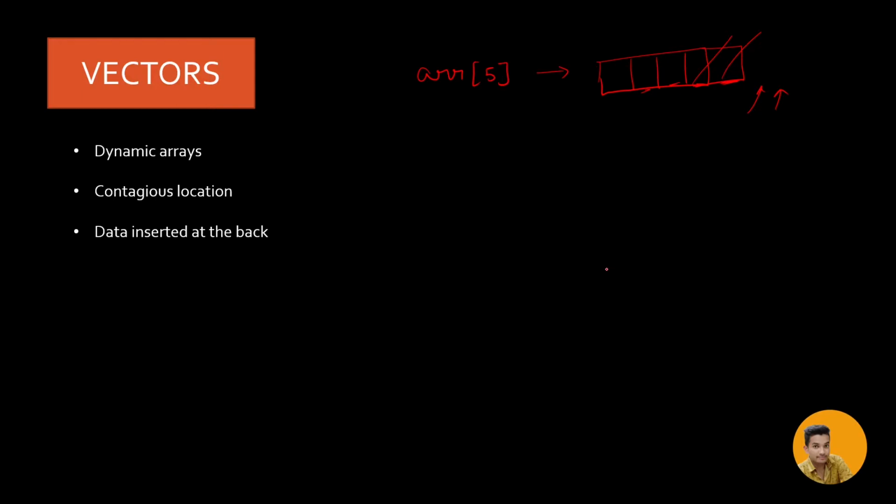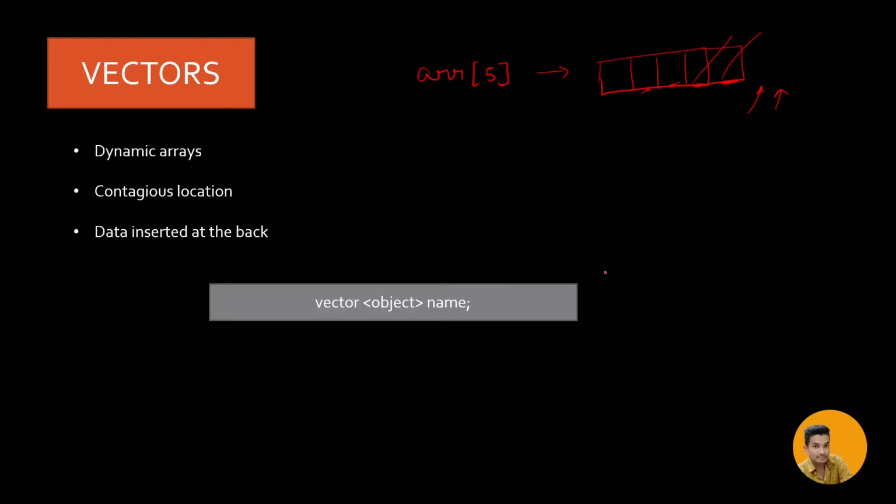Now let us look at how we are going to initialize the vector. We will specify the keyword vector. Then we will specify the object. Object means the data type you want: int, float, string, whatever your need is, we will specify here, and then we will give the vector a name, any variable name you can give.